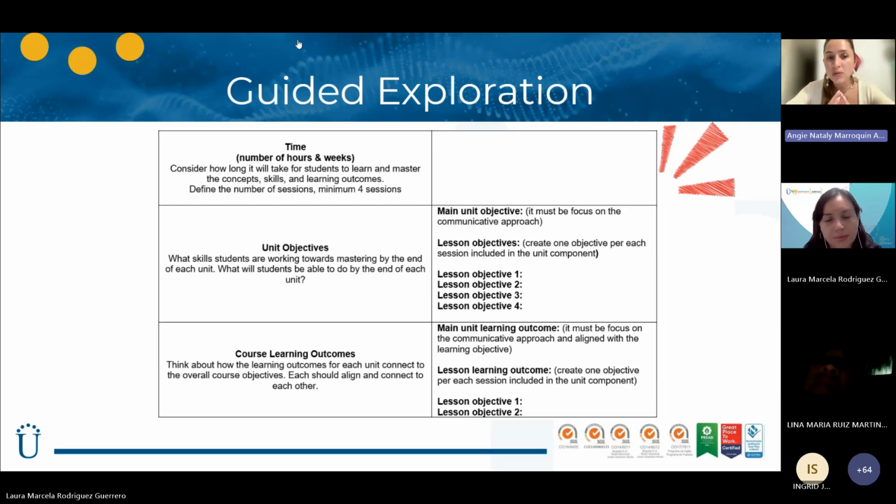So the time would be based on the level to which you know your students.